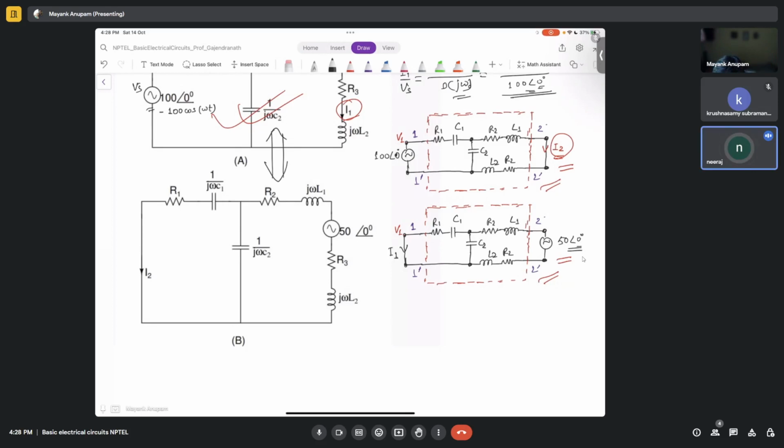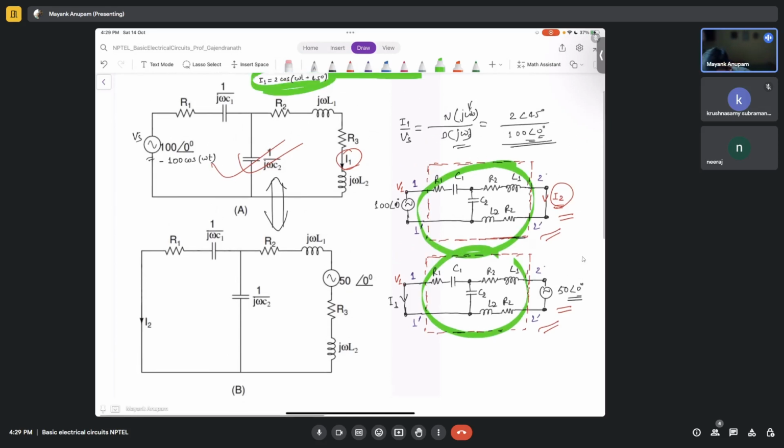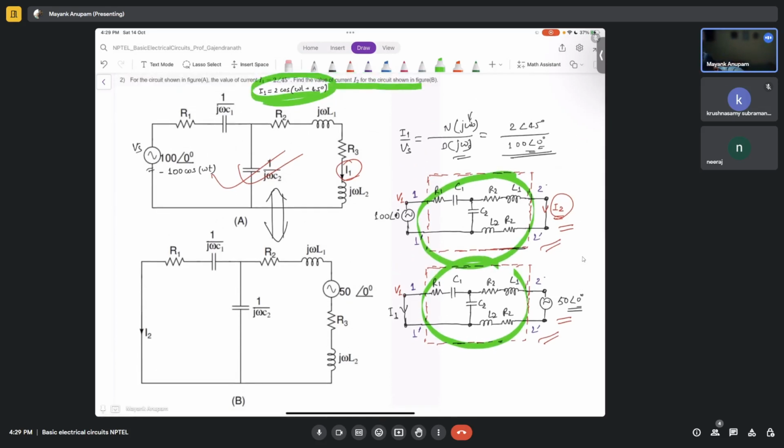Sir, I think reciprocity theorem. Yes, very good. So this is what we need to use, reciprocity theorem here, because the circuit inside this red dotted box is linear. In the first case, we applied a voltage source at this port and observed a short circuit current at port 2, right?